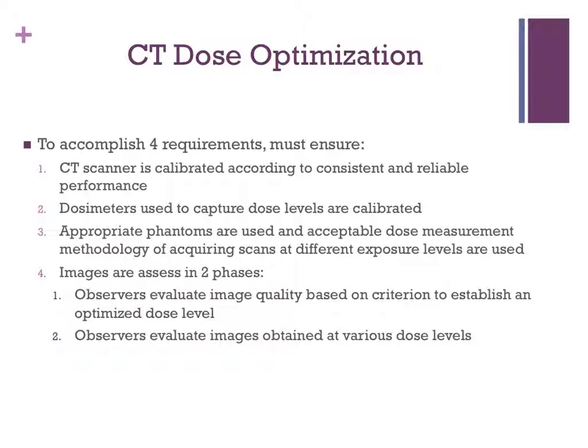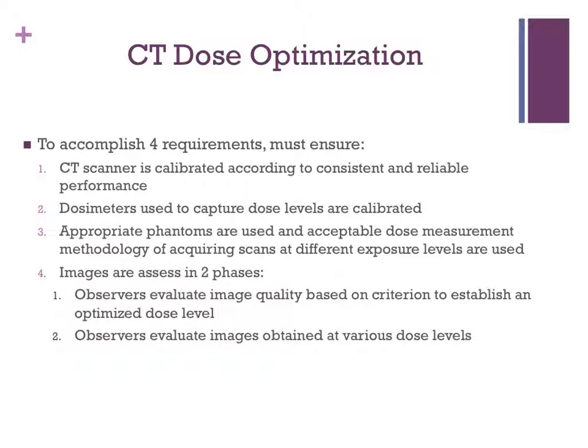In order to accomplish the 4 requirements we just went over, CT dose and image quality optimization studies must ensure that the following minimum essential elements are considered. First, you need to consider that the CT scanner is calibrated to ensure consistent and reliable performance. Second, you need to consider that the dosimeters used to capture the dose levels are calibrated. Third, that researchers use appropriate phantoms and acceptable dose measurement methodologies of acquiring scans at different exposure levels are used.